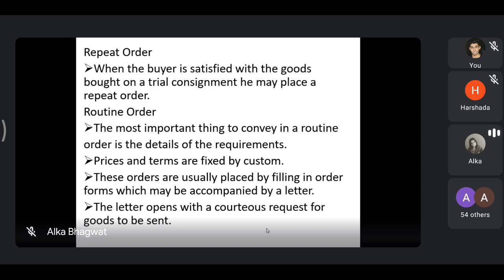And a routine order: the most important thing to convey in a routine order is the details of the requirements. Prices and terms are fixed by custom. These orders are usually placed by filling in order forms, which may be accompanied by a letter, and the letter opens with a courteous request for the goods to be sent.